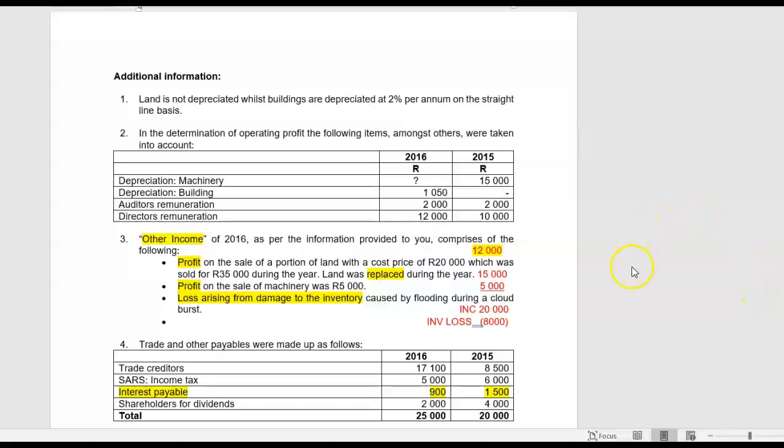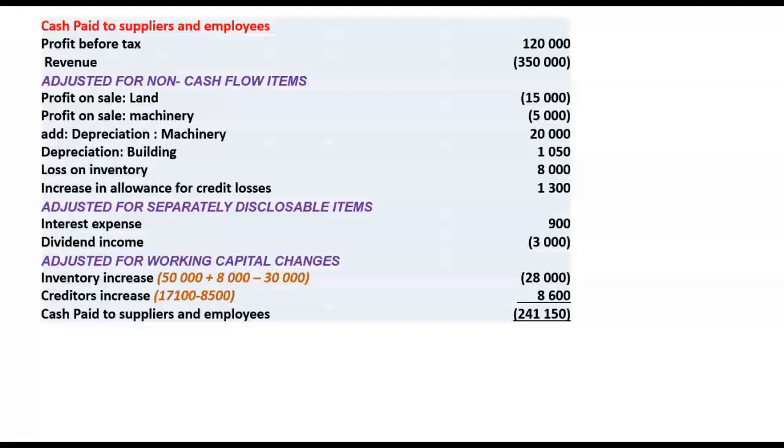Another item which was a non-cash flow item is this loss arising from the damage to the inventory. We've written off inventory, so we credited inventory, we debited an inventory loss account. The amount of that loss we've already worked out was 8,000 Rand. So for that inventory loss, which was included in other income for some or other funny reason that I don't understand, that 8,000 Rand was also a non-cash flow item which I have to adjust my profit before tax with. So here, loss on the inventory, 8,000 was an expense, so it decreased my profit before tax. So if I want to eliminate that, I have to add it back.